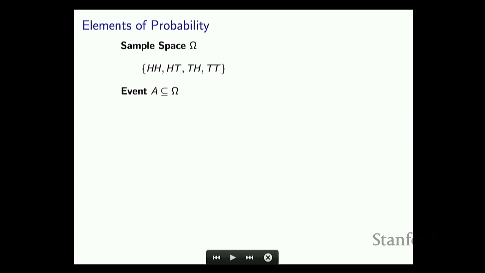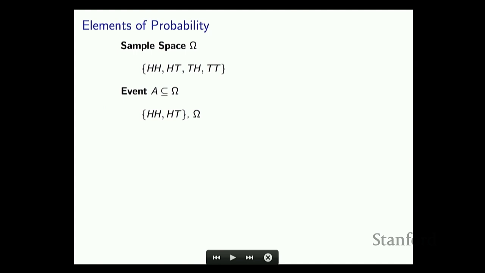Now, the things that we assign probabilities to are called events. An event is a subset of the sample space. For example, if A is some event that includes heads heads and heads tails, we are saying we are interested in the event that the first coin toss turns out to be heads. The entire sample space is also an event, which means we are interested in anything that happens, though it's not very interesting.